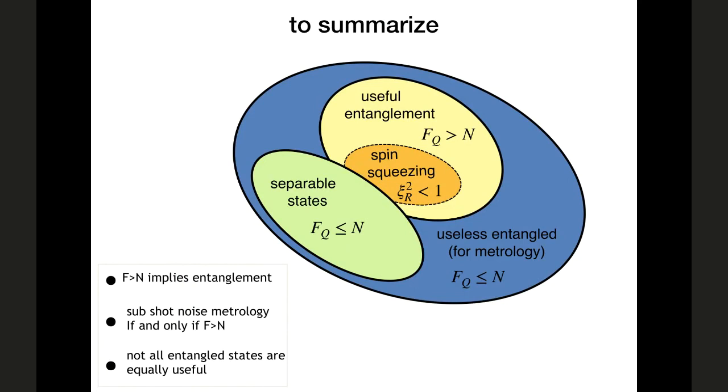Yeah. Okay. So the quantum Fisher information is the optimal probe of the usefulness of a state for metrology.